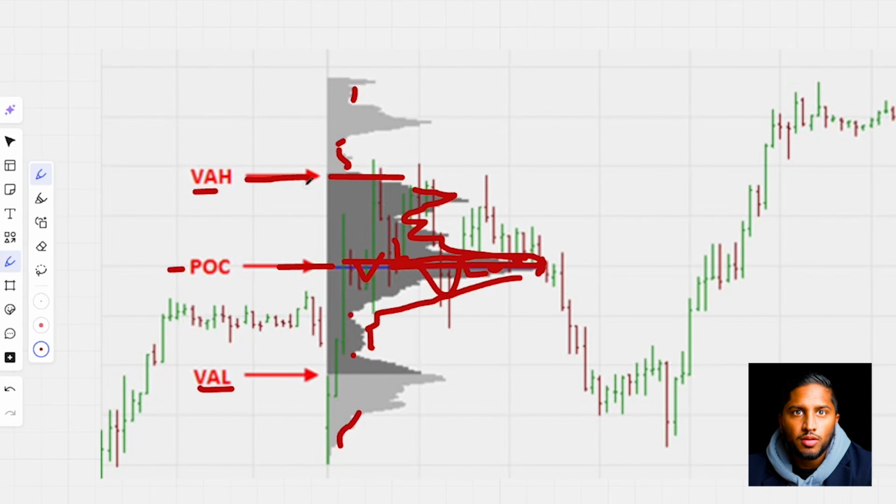It acts as resistance. Price often struggles to break above this level without strong momentum. Then you have the value area low. Again, this is the bottom of the 70% level. This is where price tends to slow down. This acts as support. And if price drops below the value area low, then it may fall further or bounce if buyers step in. All right, let's go ahead and jump into the chart.